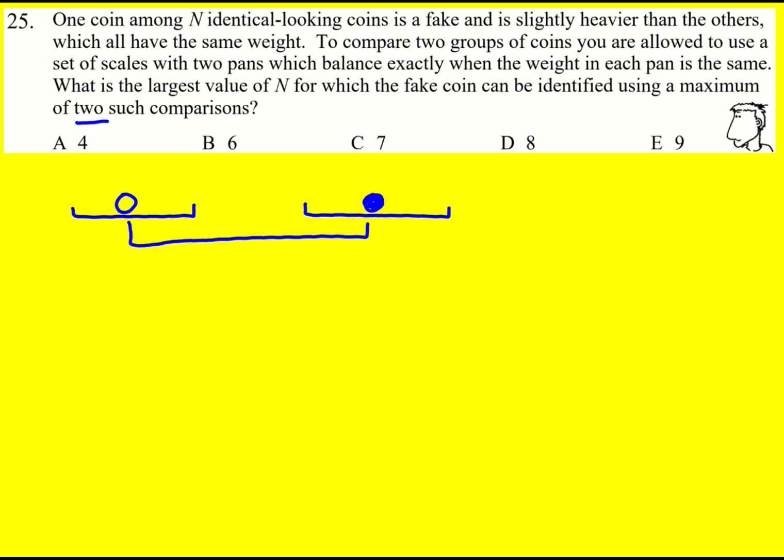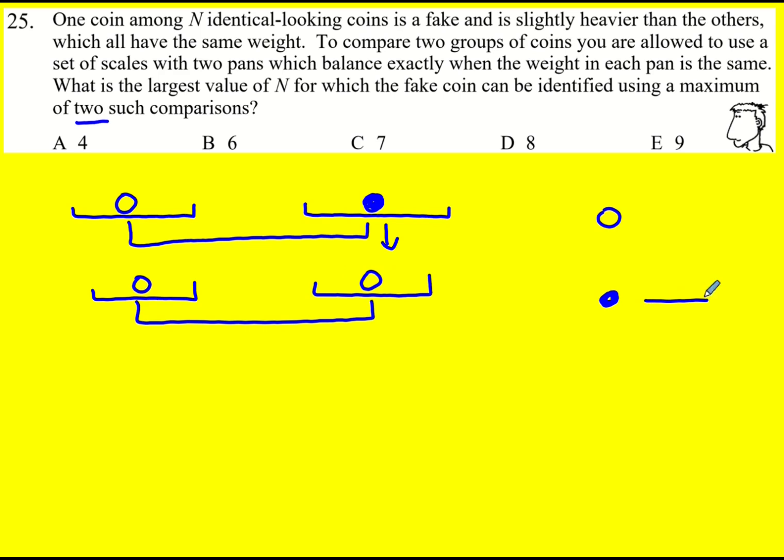What if we had three? Well, we could again compare two, but put one on the side. Because now, if the fake one's on the pan, then the pan will go down. And if the fake one is at the side, then the pan will be balanced. And because we know there's a fake one, then we can also identify it.